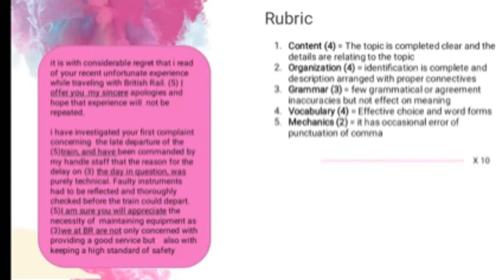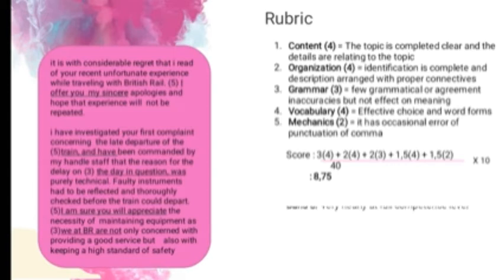After giving all the scores based on the aspects, you have to put all of them into the formula that I gave in the PPT. You multiply the score by the formula and then divide by 40, and the final score is 8.75. That means that the writing scale for the band is 8. That means very good at writing.